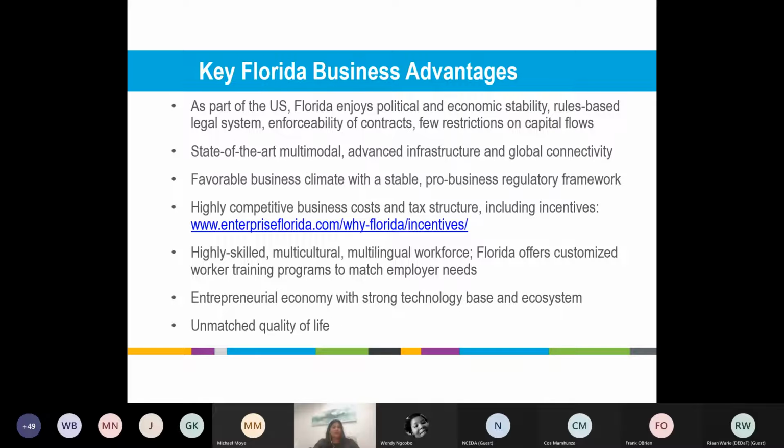Some of the key business advantages of the US state of Florida: as part of the US, Florida enjoys political and economic stability, a rule-based legal system, enforceable contracts, and few restrictions on capital flows. Of course, state-of-the-art multimodal advanced infrastructure and global connectivity, and a favorable business climate with stable pro-business regulatory frameworks. It's a very strong entrepreneurial economy, with a strong technology-based ecosystem and an unmatched quality of life. Next slide, please.